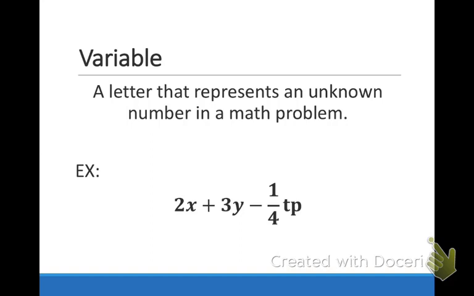Then I have the word variable. A variable is a letter that represents an unknown number in a math problem. Remember, it's not just because we're trying to throw letters into math to make it confusing. That letter, that variable, represents something that we just don't know at this time. So, for example, in the problem below, our variables are x, y, and the letters t and p. So any letter, any variable in the problem is standing for something that we do not know yet.